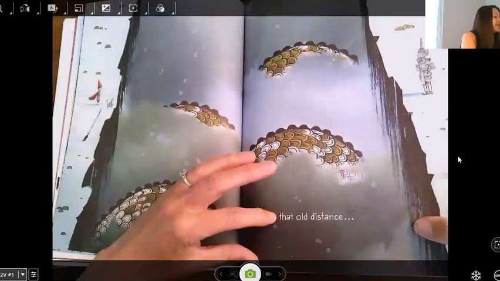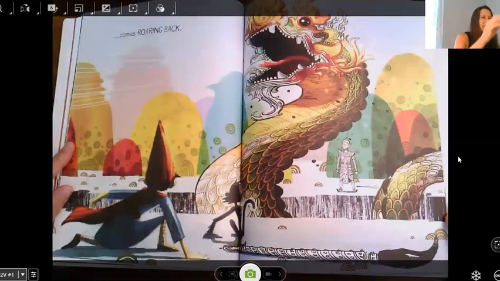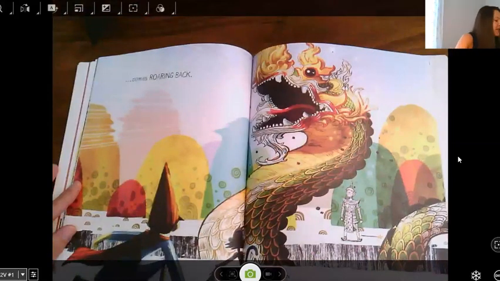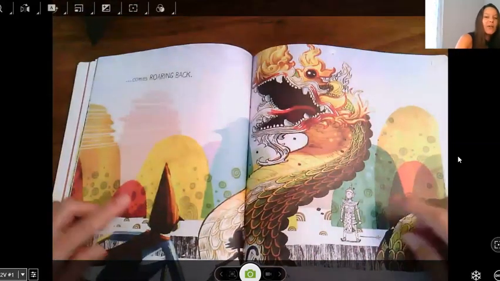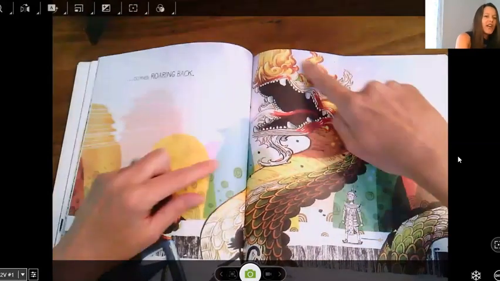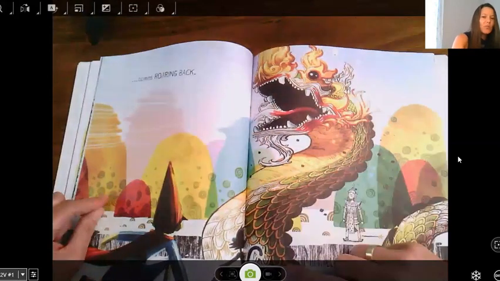That old distance comes roaring back. Of course, what's roaring at them now? That protagonist and antagonist. Here we go. So they're the protagonists, you know, and they have to fight against the antagonist, this gorgeous dragon that comes up in their world.